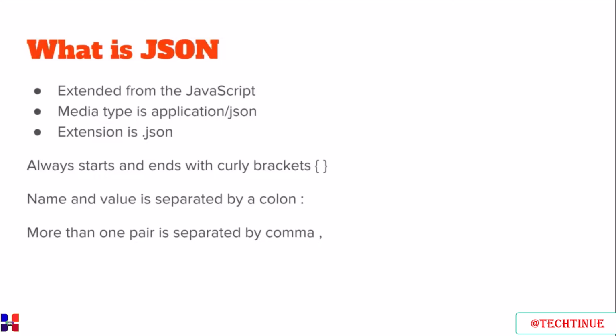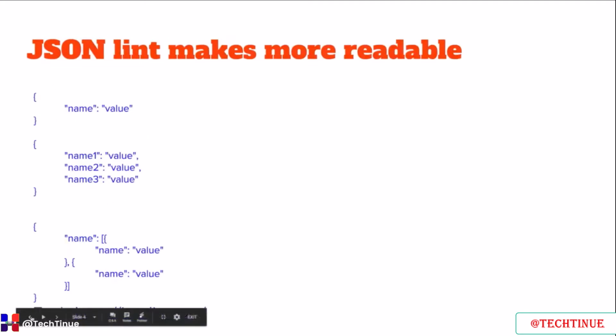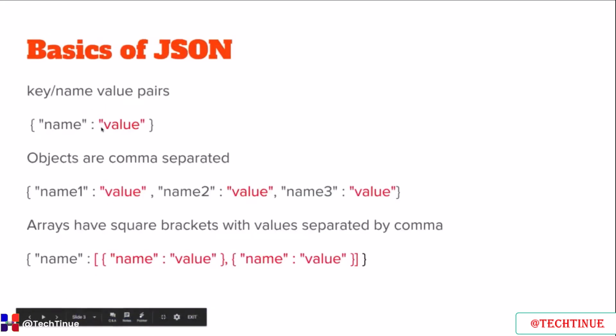The names are separated with a colon, and each name can have a paired value, so those can be separated by a comma. So the way that it looks is it's key name value pairs. So we've got our key name here, and then we've got our value. And notice as well that they do have the double quotes around it.